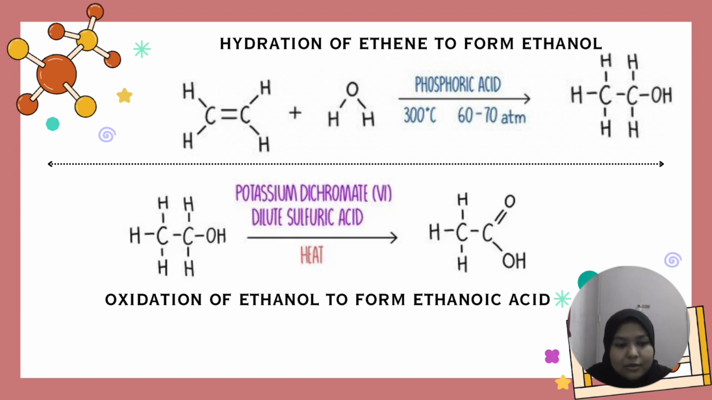The second one is to synthesize ethanoic acid. So we use the oxidation of ethanol. For this method, ethanol is mixed with potassium dichromate in the presence of dilute sulfuric acid, which acts as a catalyst. We know that dichromate is an oxidizing agent, so it will oxidize the ethanol, causing it to gain another atom of oxygen, then forming ethanoic acid.